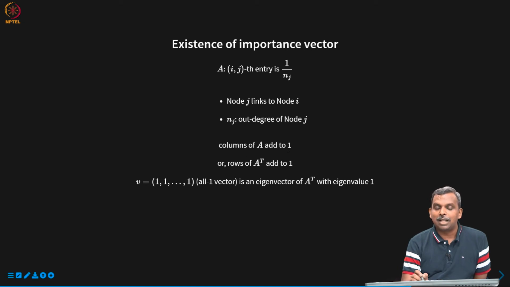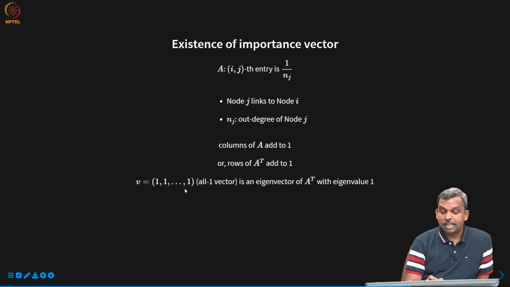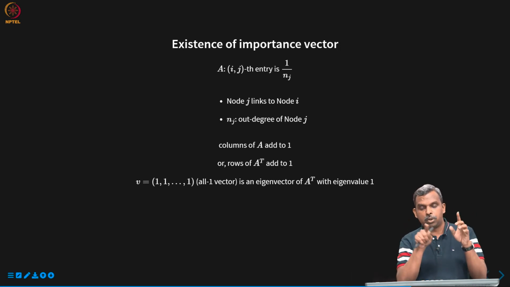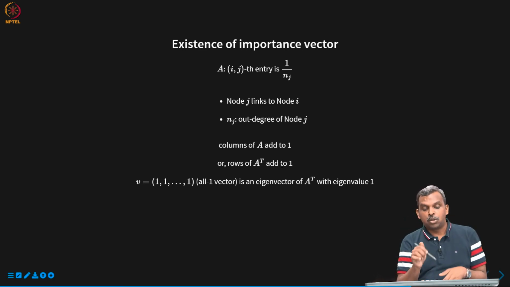What's interesting is, when the columns add to 1, the rows of A transpose add to 1. Isn't it? So when the rows are adding to 1, the all 1s vector becomes an eigenvector of A transpose with eigenvalue 1. Anytime you have a matrix with all the rows adding up to 1, and you put an all 1s vector on the right, you are simply summing the values in the rows, and that will just give you all 1s. So the all 1s vector is an eigenvector of A transpose with eigenvalue 1.